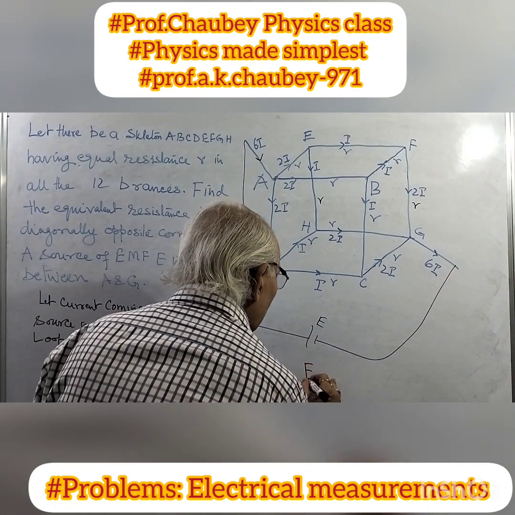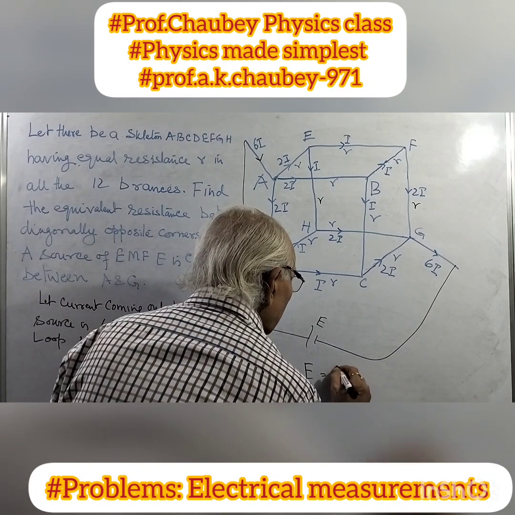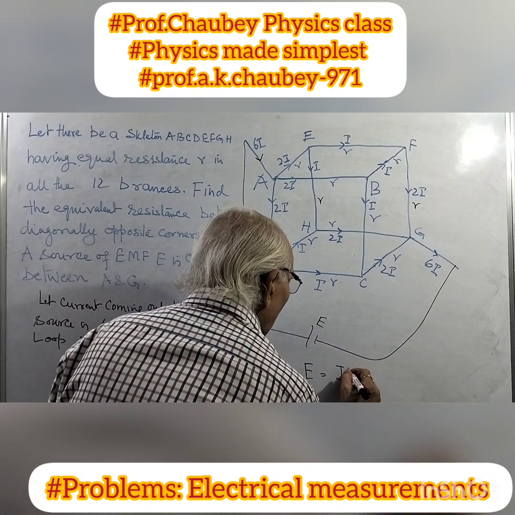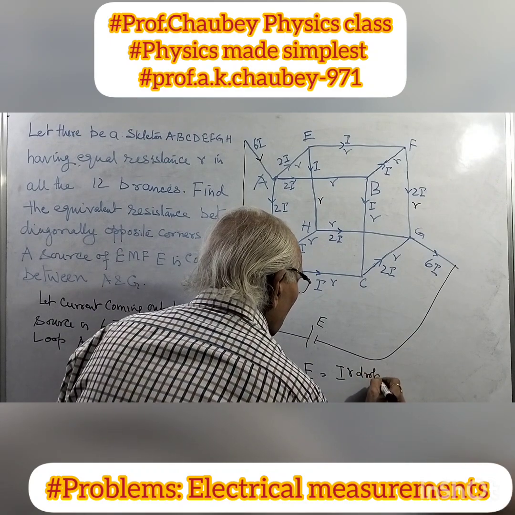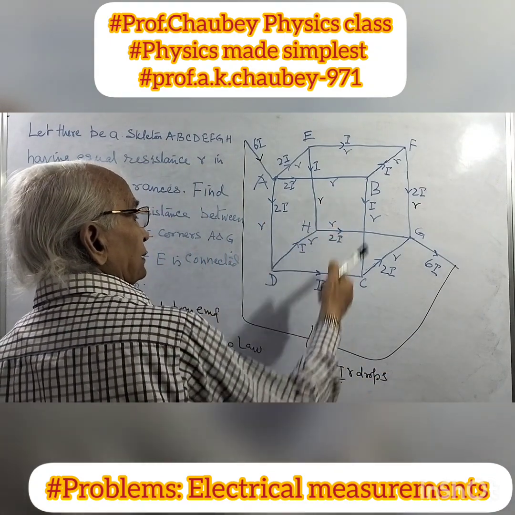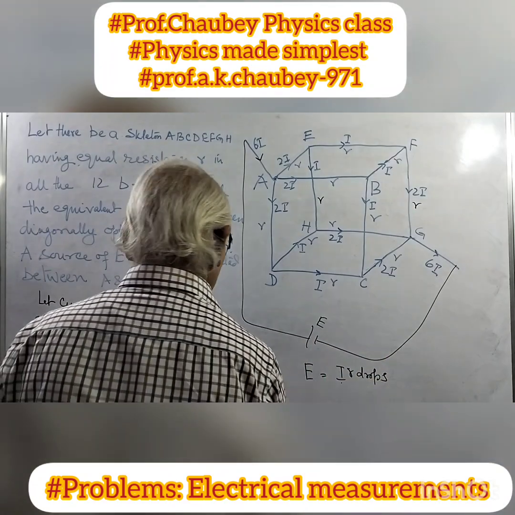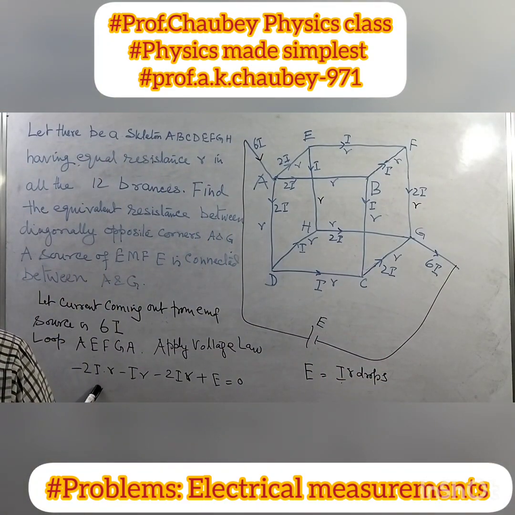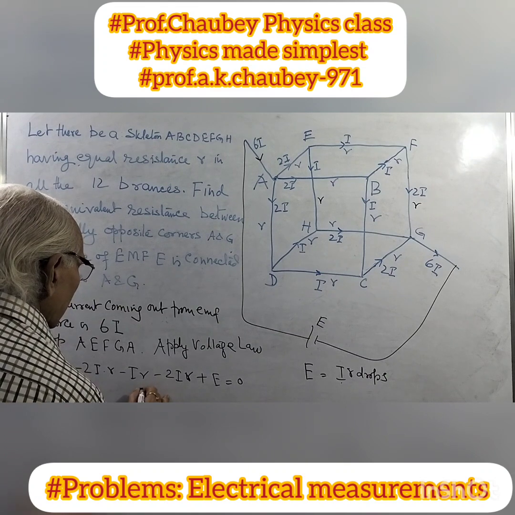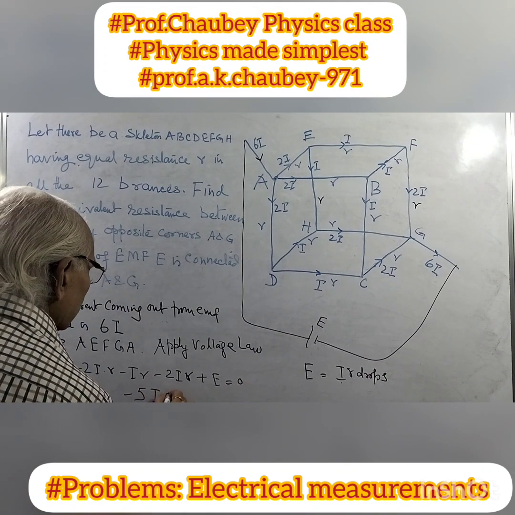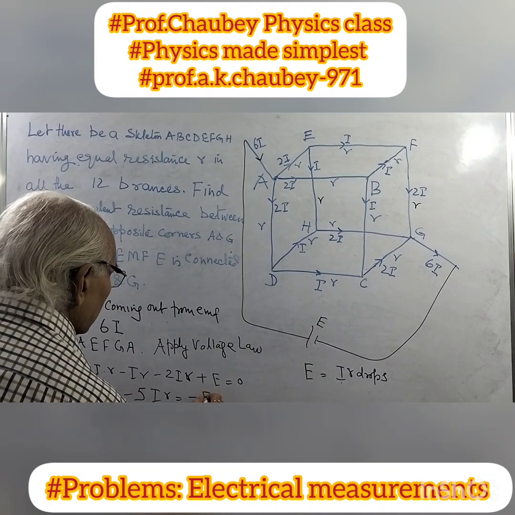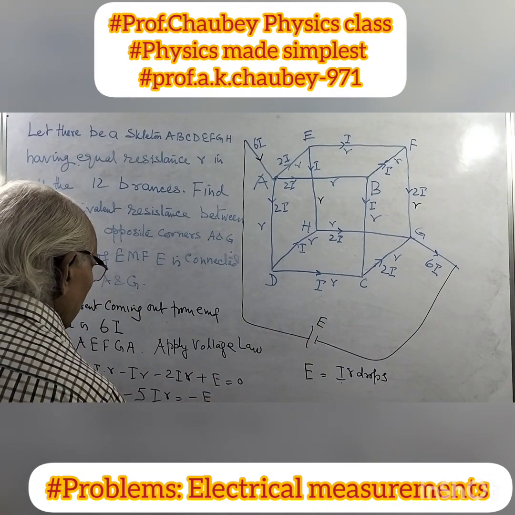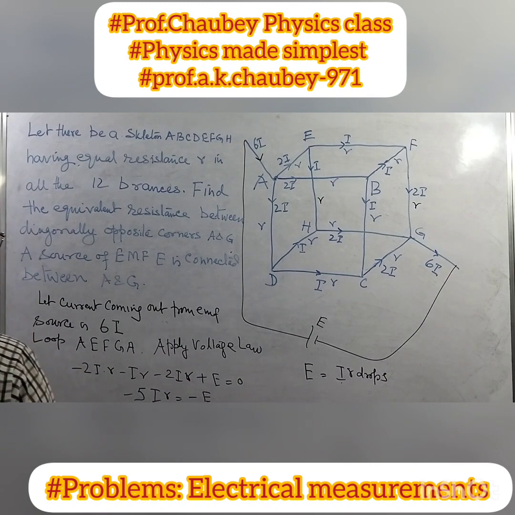E is the applied voltage. This must be equal to the IR drops. What is I? Somewhere 2I, somewhere I. So the applied voltage is like this, and you can solve this now. 2IR, IR, 2IR, 2 to 4 plus 5, 5IR. So 5IR is equal to minus E. And that is, what? Minus 5IR is equal to E.